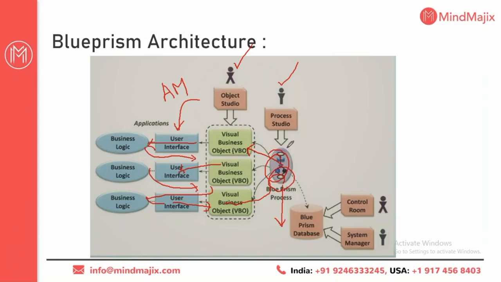Process Studio has some components. Of course, here in Object Studio similar components are there. These are the two different development environments. Object Studio is used to speak to the external applications, and Process Studio has the logic to implement with the application. Now coming to architecture, I just told about two points.